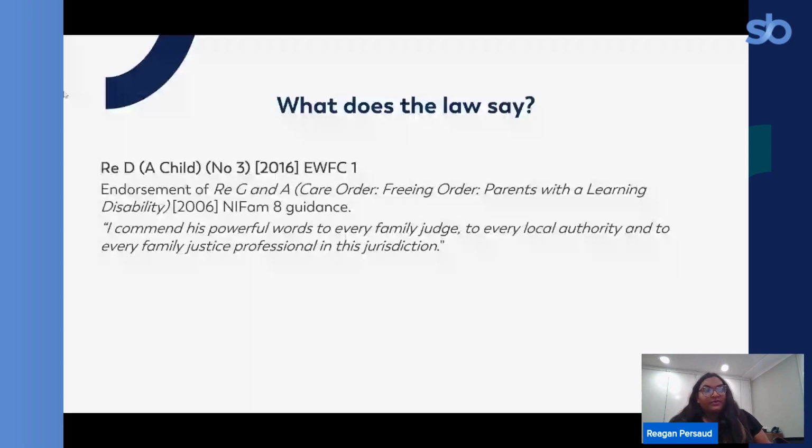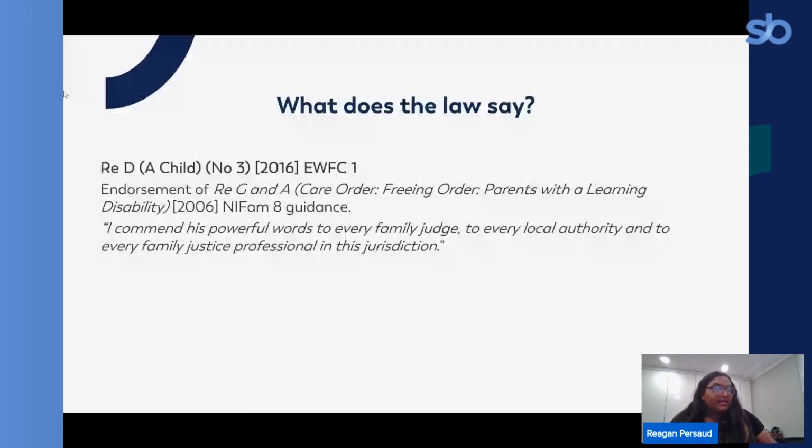He endorsed what I said to you earlier from Wye in the United Kingdom. It is not enough to show that a child could be placed in a more beneficial environment. He reiterated what we know and have all heard time and time over: society must tolerate diverse standards of parenting. And he also endorsed, interestingly enough, some comments made in another judgment.